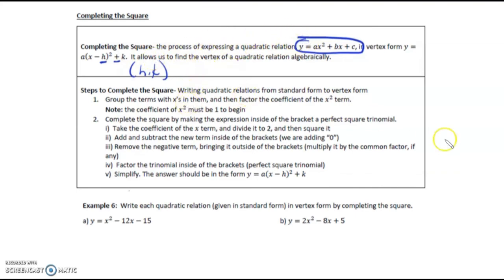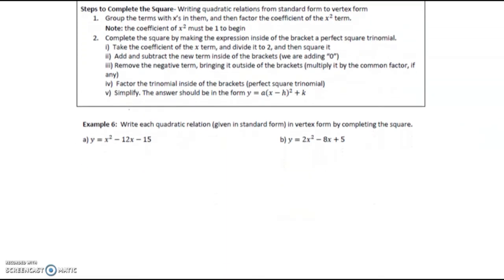Okay, so I'm going to scroll down a little bit and we're going to follow these steps. I'll read through the steps on the first one, but then for the subsequent ones, I'm going to just explain it and you can follow along with the steps. So I'm going to do this hands-on. Example 6, we're going to write each quadratic relation, given in standard form, in vertex form. Okay, so here are the steps.